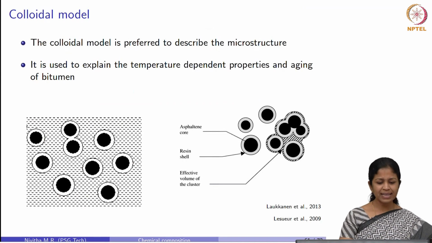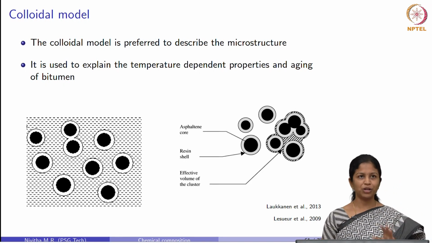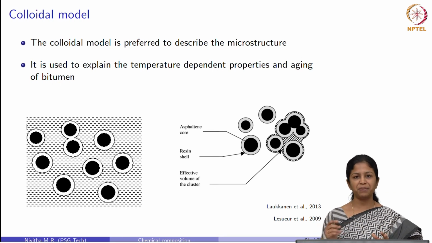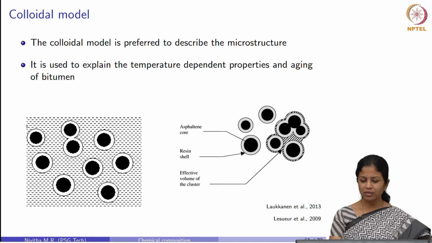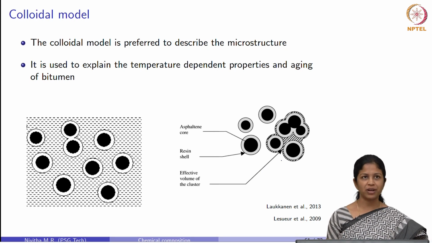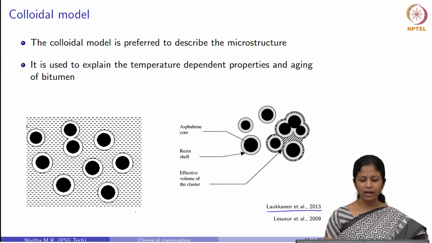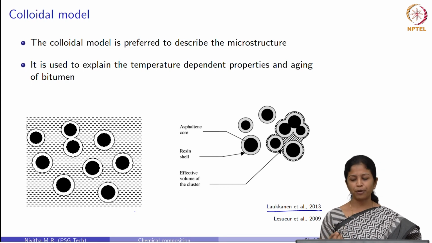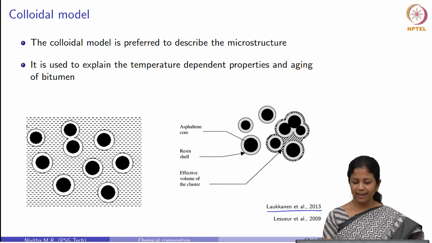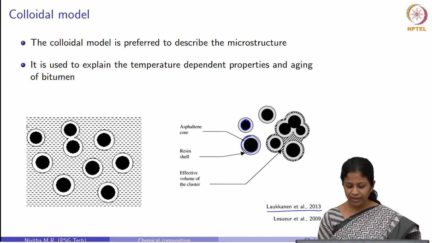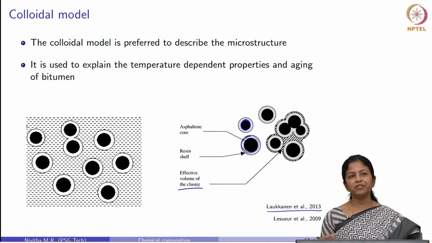These are some of the colloidal models which are available today, but still the colloidal model which was proposed by Nellenstein and further expanded by Pfeffer and Saul is currently used. So, this colloidal model is preferred to describe the microstructure even today, and in the year 2013, Lukanen et al. used this colloidal model to explain the temperature dependent properties and aging of bitumen. They say that there is an asphaltene core which is present in bitumen. This is further surrounded by the resins fraction, and they also use this to calculate the effective volume of the cluster. So, these are some of the attempts which were made in this regard, expanding on the colloidal model.